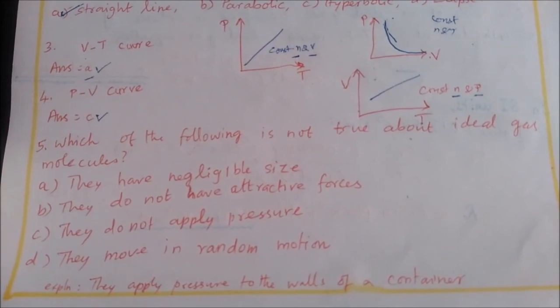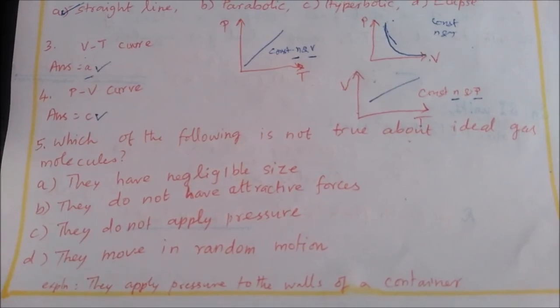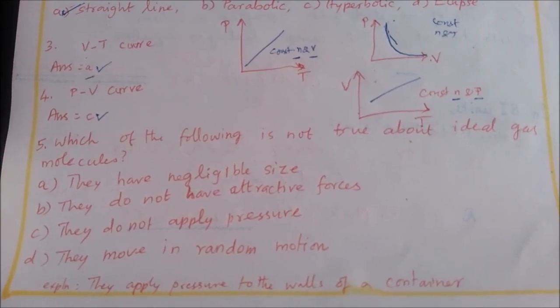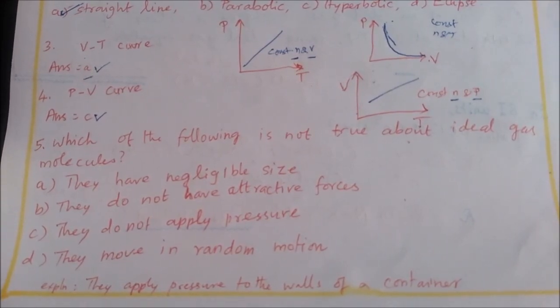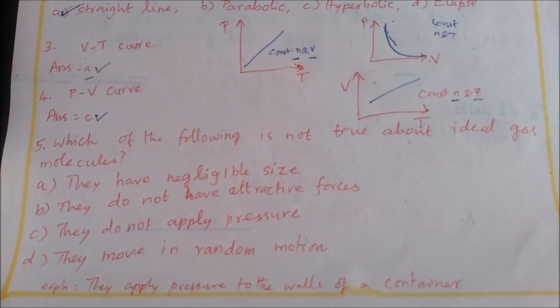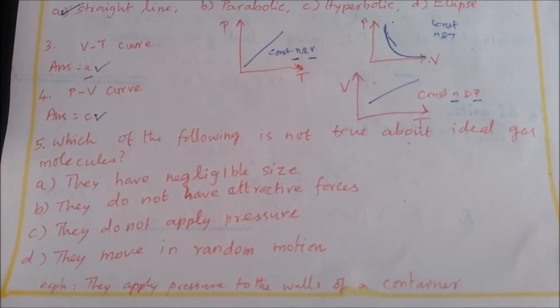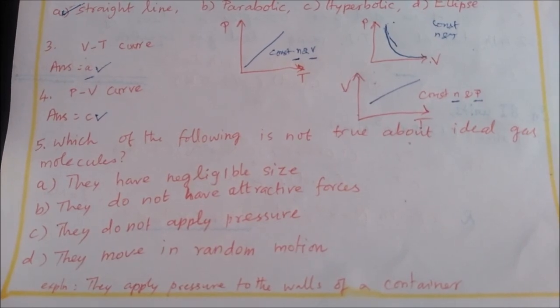We should know the concept first. If we know the concept or explanation, then we can easily find out the answer. The explanation here is, they apply pressure to the walls of the container. The ideal gaseous molecules apply pressure to the walls of the container. So by knowing this explanation, we can find the option in an easy manner. So with the explanation, they apply pressure to the walls of the container, we can easily find out the answer.